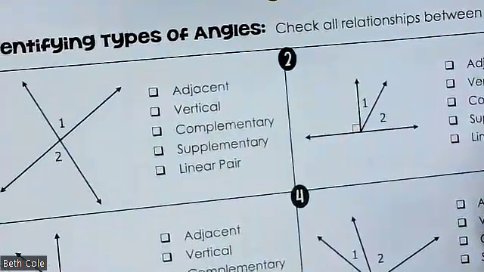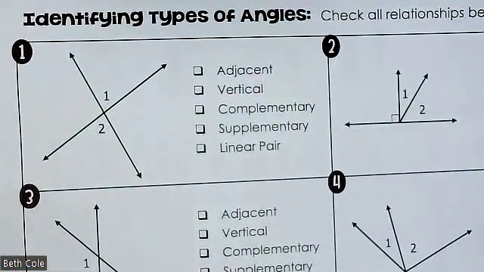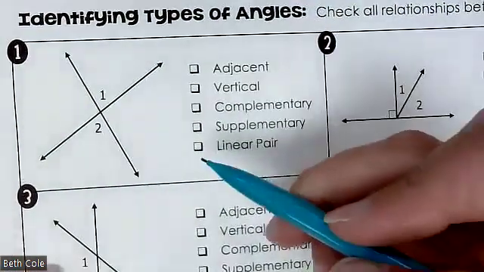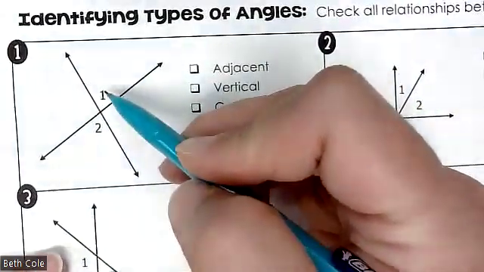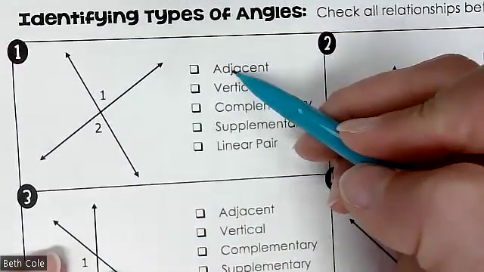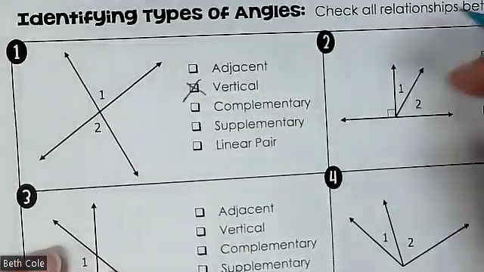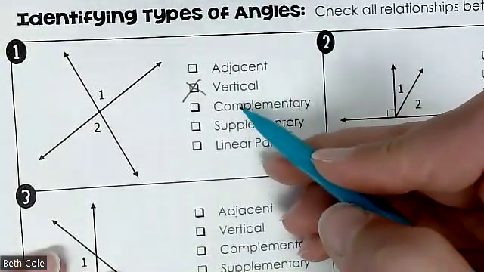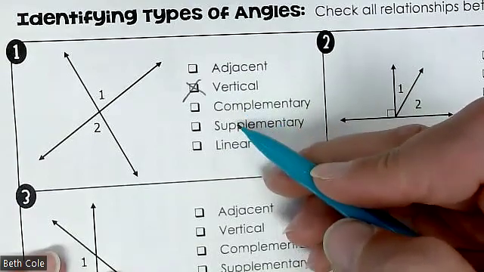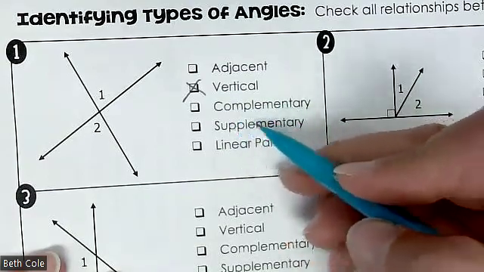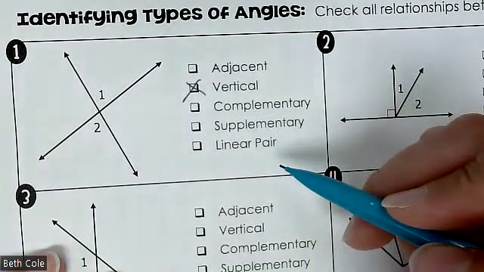All right, on this side, we're going to identify types of angles, but you could check off more than one of these. So you're going to have to look through them all. So 1 and 2, I'm just going to go through all of them. They are not adjacent because they're not next to each other. They are vertical. I don't know what any of the measurements in here are, so I can't really say if they add up to 90 or 180. Again, complementary adds up to 90, supplementary adds up to 180. So I can't really say anything about that.